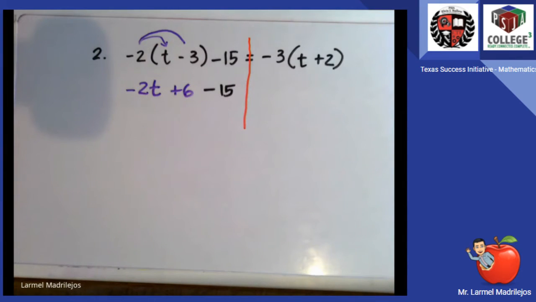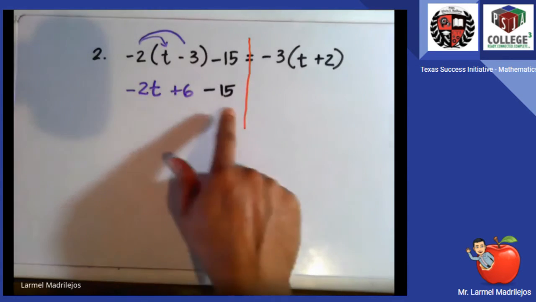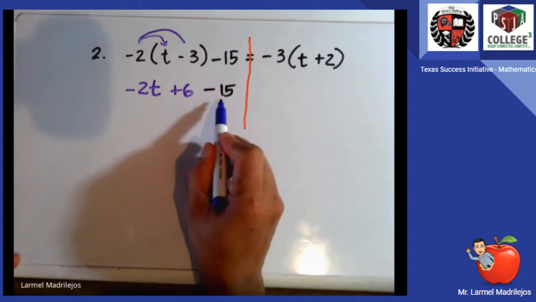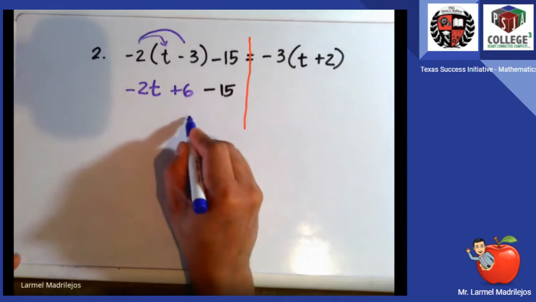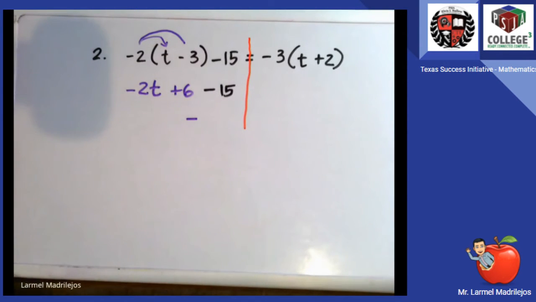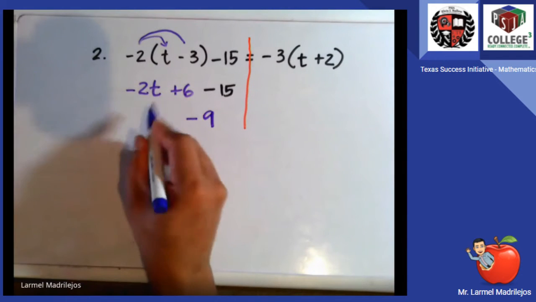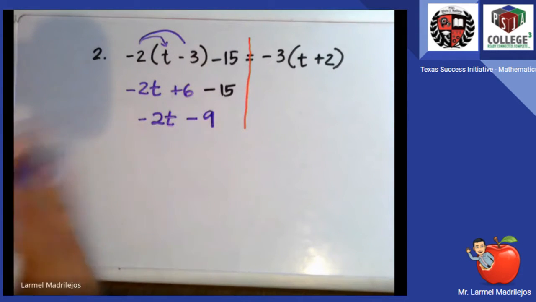Next I need to solve positive 6 minus 15. Rule of integers: 15 is the largest number, which is negative. So if I subtract them, the answer is going to be negative. So the answer is going to be negative 9. I'm going to copy this, negative 2t. So I'm done on my left side.